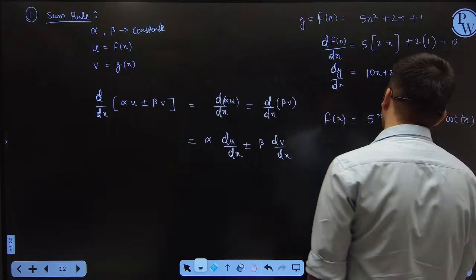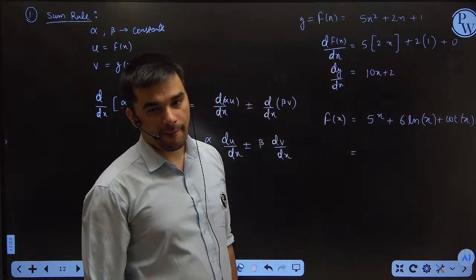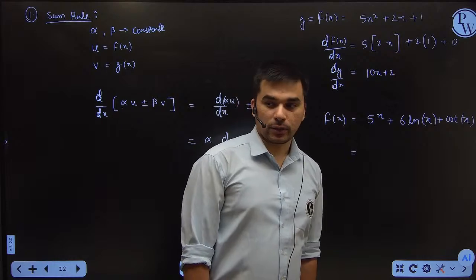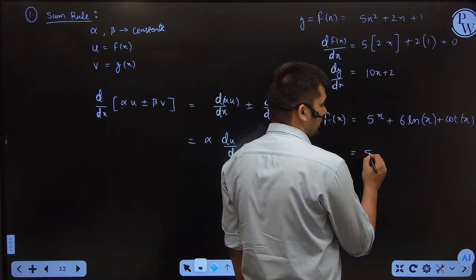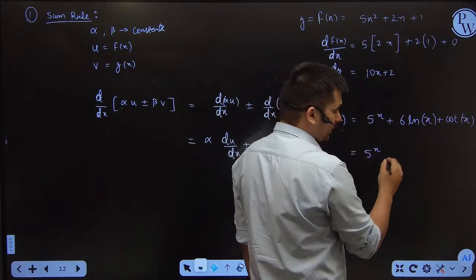A power x, what was the derivative of that? A power x ln a. So can we write this as 5 power x ln of 5?